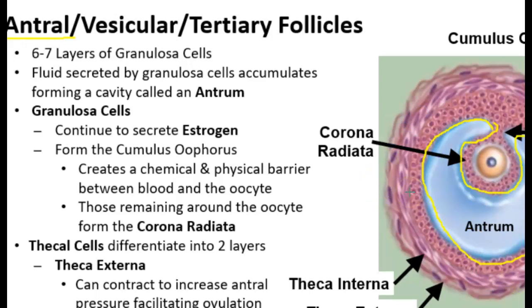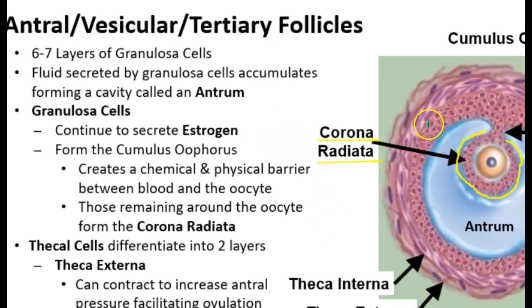Again, that fluid's been secreted by the granulosa cells, and notice that it's separate. The antrum is a separate space from the zona pellucida because the zona pellucida is right next to the oocyte. Instead, the fluid in the antrum is separated from the oocyte by a ring of granulosa cells that have been termed the corona radiata.